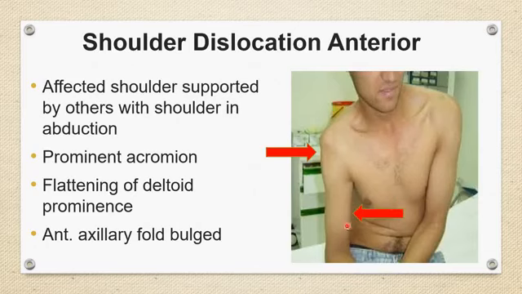The patient keeps the shoulder away from the body, in an abducted position, and you can see his affected arm is supported by his healthy arm. So this is the first thing: the affected shoulder supported by the opposite hand, with the shoulder in abduction.